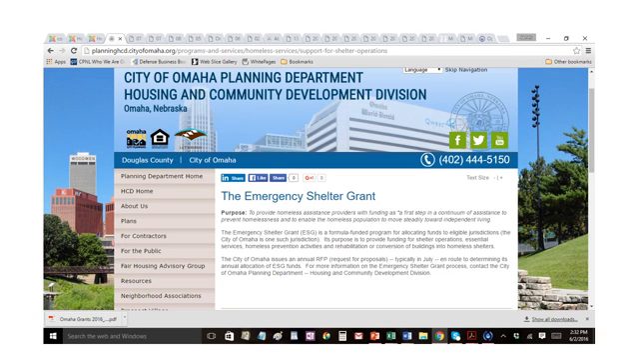Searching around, I find they talk about the Emergency Shelter Grant on the Housing and Community Development Division website. You can see right there in the middle paragraph, the Emergency Shelter Grant is a formula-funded program for allocating funds to eligible jurisdictions. The City of Omaha is one such jurisdiction. Its purpose is to provide funding for shelter operations, essential services, homeless prevention activities, and rehabilitation or conversion of buildings into homeless shelters. Good. So this is in a document somewhere.